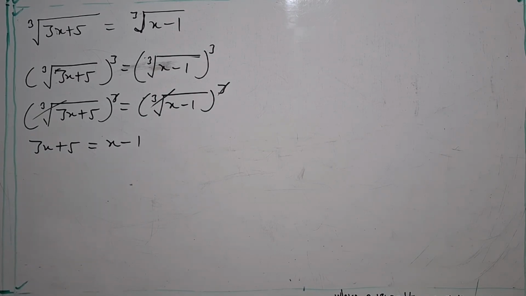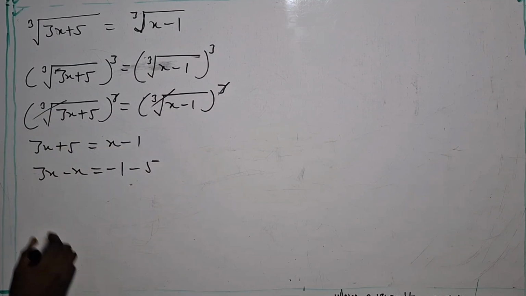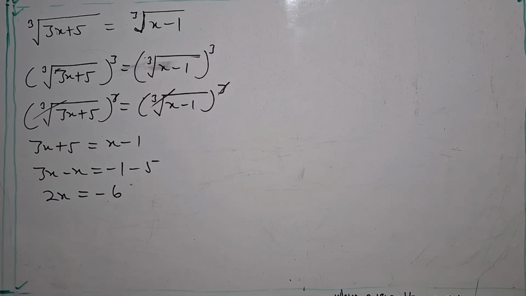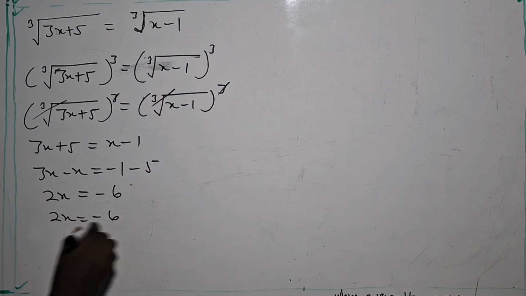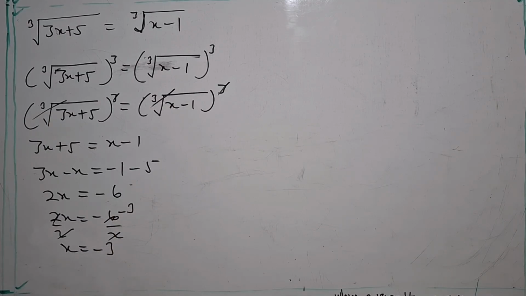So we've gotten another simple linear equation. So we have 3x minus x equal to negative 1 minus 5. So here 2x is equal to negative 6. Yes, negative 6. So follow closely. I've gotten negative 6, so how do you find x? Divide both sides by the coefficient of x. So 2 goes here, negative 3. Since positive is dividing the negative, the answer will be negative. So we have gotten one answer.